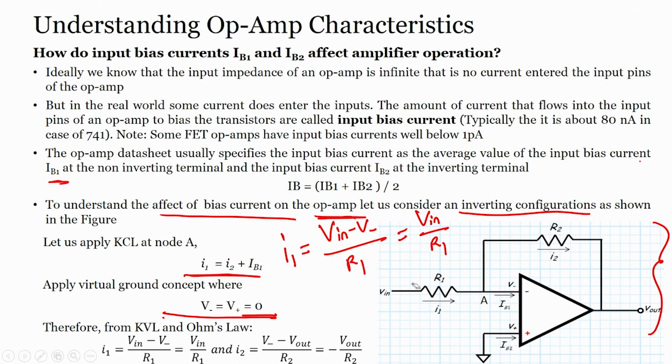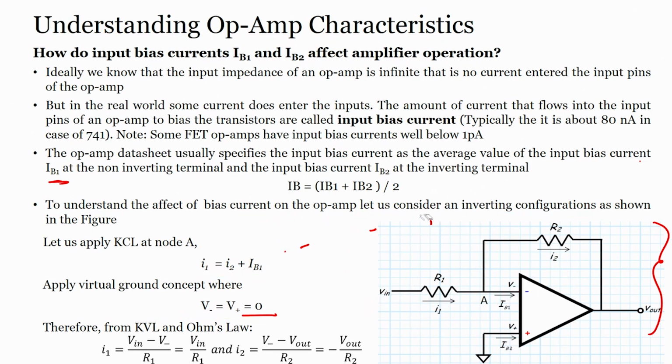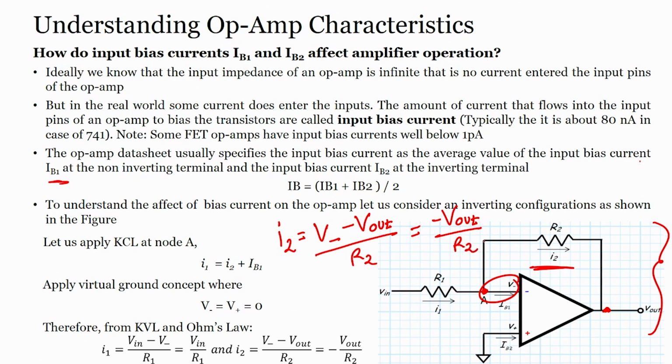Similarly, if I want to derive I2, then what is the case? I2 is nothing but you have to consider this and this. So, V minus minus V out divided by R2. This will give us nothing but minus V out by R2. Got it? So, I2 is nothing but minus V out by R2.